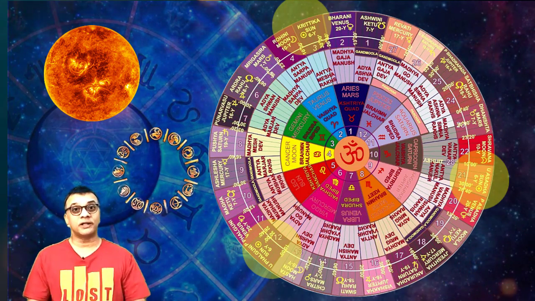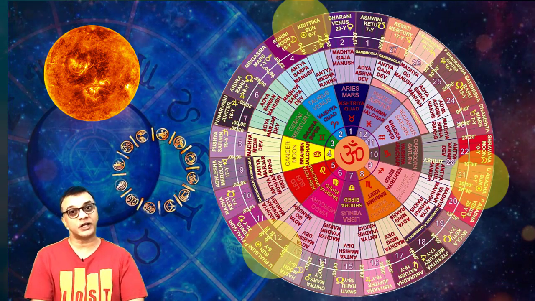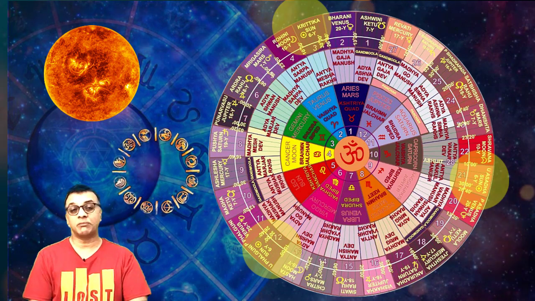Now, if the 4th house lord goes into the nakshatra of Uttarashada, where 1 pada is in the Sagittarius sign and 3 padas are in the Capricorn sign.